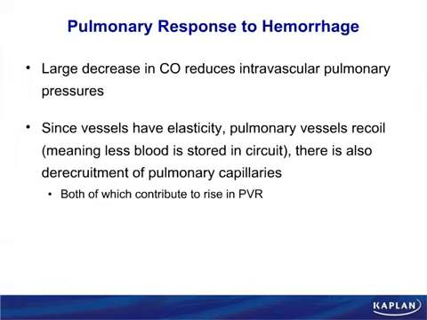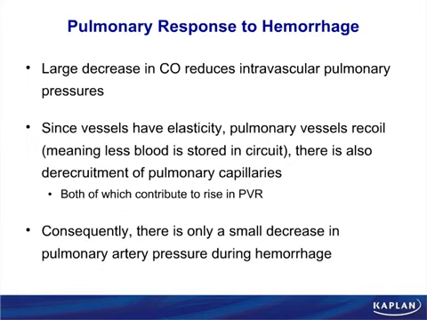In addition, we have a de-recruitment of pulmonary capillaries. Both of these cause a rise in pulmonary vascular resistance. So when cardiac output's falling, in hemorrhage, for example, this recoil property is going to help raise pulmonary vascular resistance. This de-recruitment will raise pulmonary vascular resistance, but also this recoil property means I'm not going to store a lot of blood. Remember, veins can store a lot of blood, and we don't want that happening in hemorrhage.